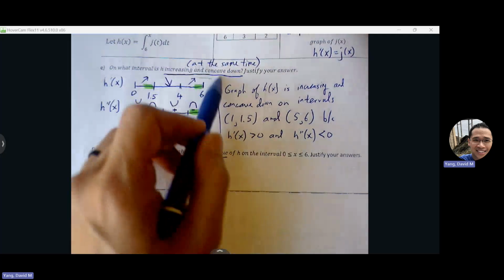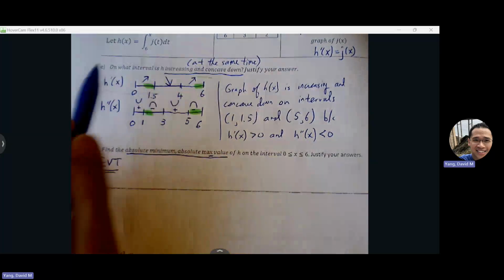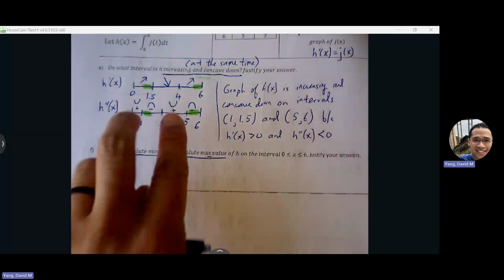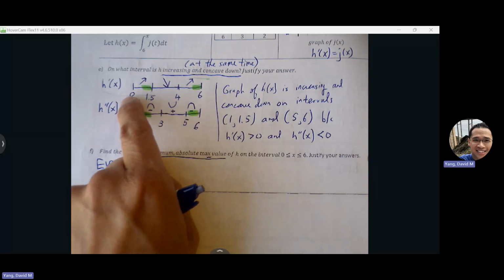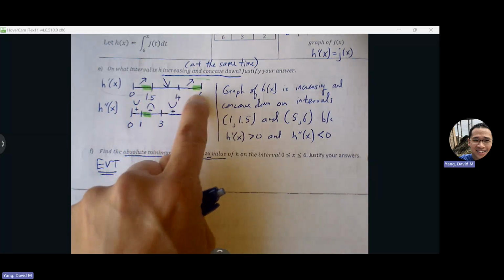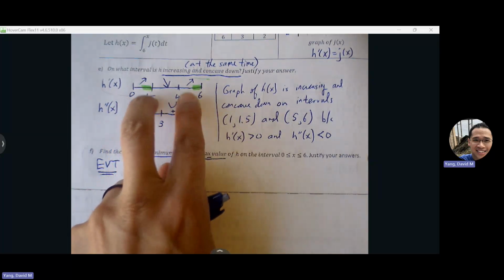If you want to pick out endpoints and critical points, just make sure that you're pulling them from h prime. We don't care about h double prime. This is not going to give us any points that we need. So we're only going to be worried about 0, 1.5, 4, and 6 because we have 2 endpoints and we have 2 relative extremes.